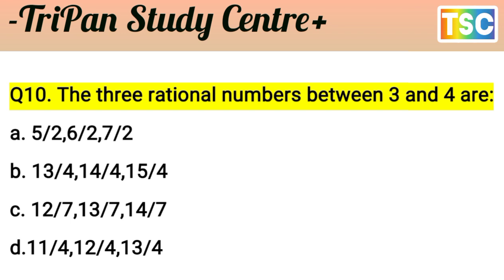Let's see: 3 upon 1 into 4 upon 4 is 12 upon 4, and 4 upon 1 into 4 upon 4 is 16 upon 4. Here the denominator is equal, 4 and 4, and the numerators are different. Between 12 and 16 we get 13, 14, 15 as the three rational numbers. It means option B is correct here. That's important for the exam.